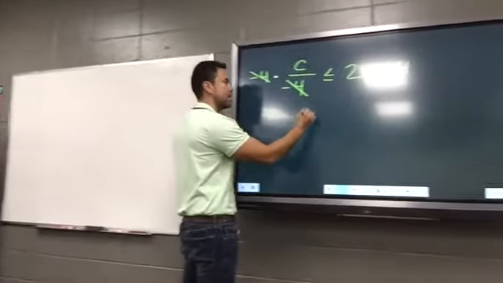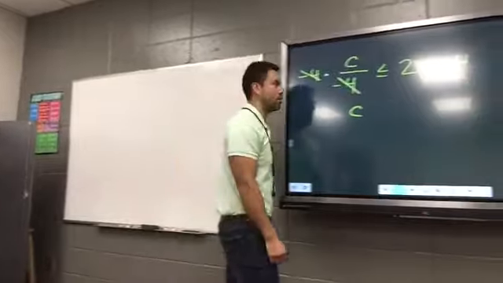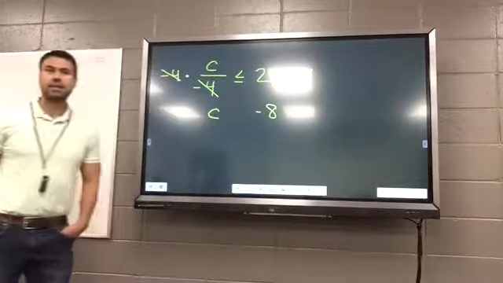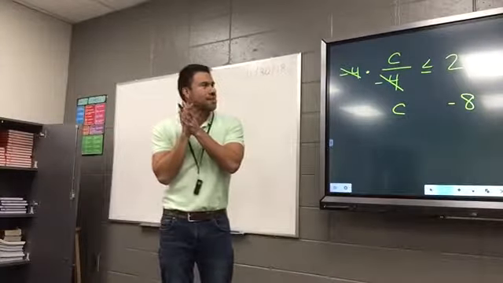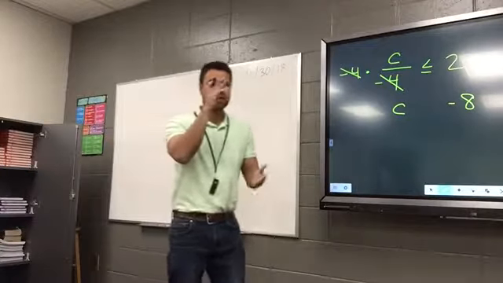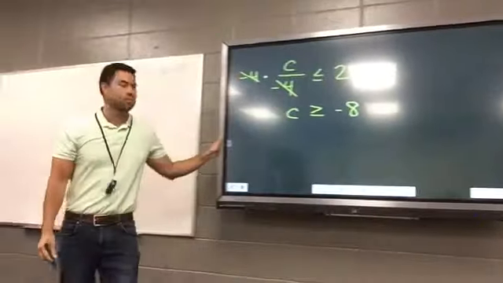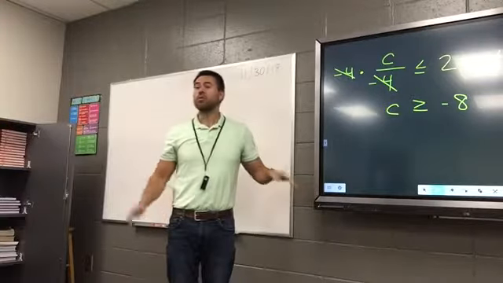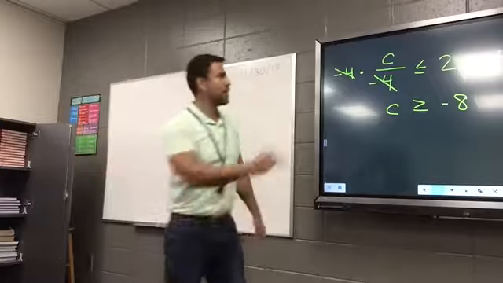So I'm left with C, which is good. Darius, what's 2 times -4? -8. And Hudson, what kind of symbol goes in the middle? Less than or equal, or greater than or equal to. Give me a final answer. Greater than or equal to. Wait, why is it greater than or equal to, Josiah? Because when you multiply or divide both sides by a negative, then you have to switch that sign.